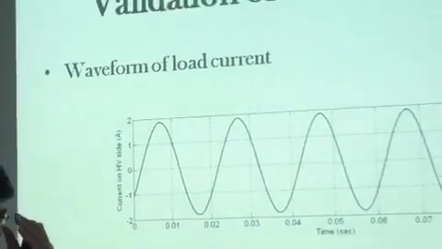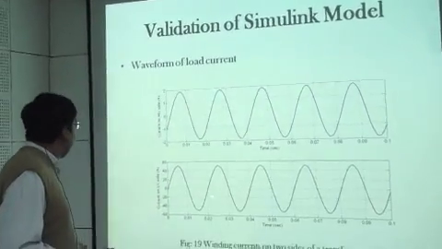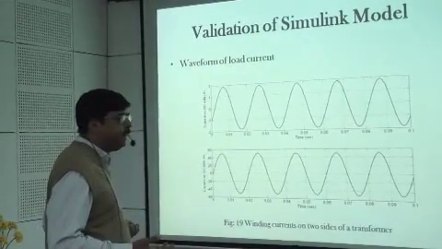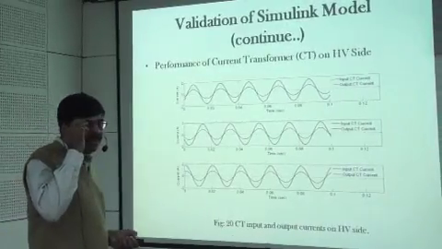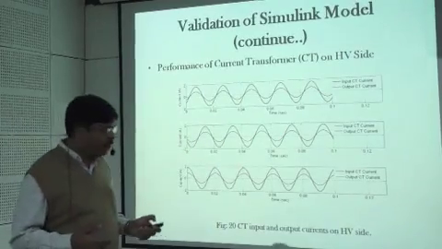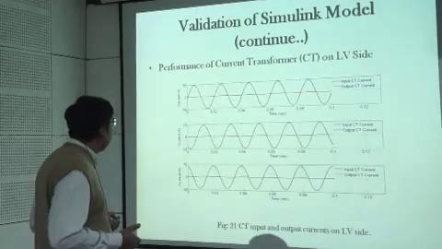Then validation of the Simulink model. First of all, the waveforms of the load currents. On the HV side, 1.3 is √2 times. On the LV side, 36 is √2 times. The currents are correct, √2 times. The performance of the CTs on the HV side: the CT scales down current by a factor of 2, meaning current gets scaled down by a factor of 2 for all the 3 lines.